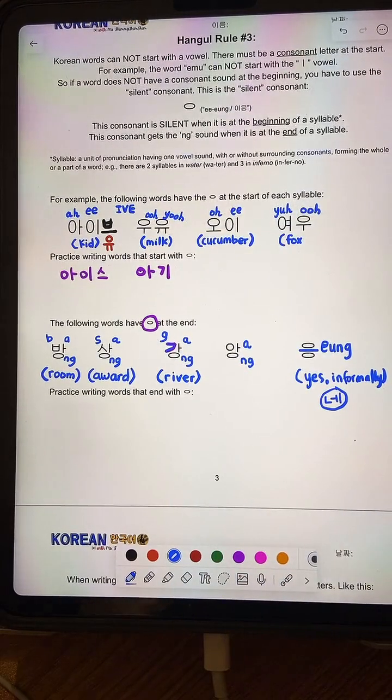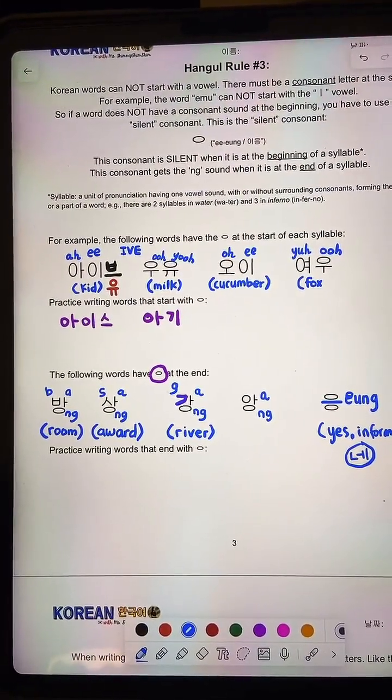All right? So we have those 5. So let's practice saying them this time. All right. So we have 방, 방, 방. And then 상, 상, 상. And Tammy, you said 대상. Perfect. 대상, 상, 상. And then for river, 강, 강, 강. And then for 앙, 앙. And the last one, 응, 응, 응. Not yung.